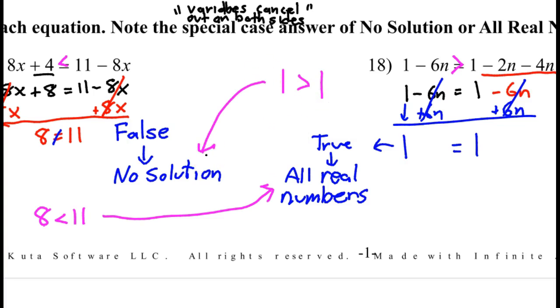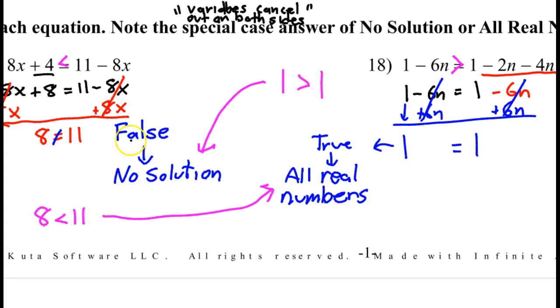No solution. So the numbers are the same, but it's a false statement. Therefore, it's no solution. So if you're using the convention, if the numbers are the same, it's all reals, and if the numbers are different, it's no solution, that will not work. So you want to switch to using, is it true or is it false. Okay? Very important distinction between equations and inequalities. And you'll come across that on the back side.